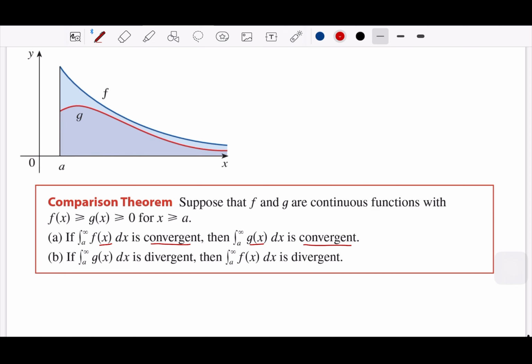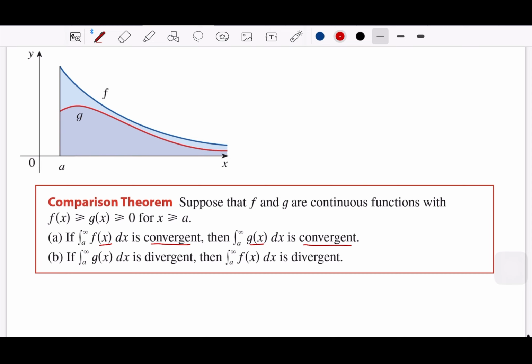That makes sense. For example, you look at this graph. If the g that's below f already diverges, then for sure the function that's higher than g will also diverge. But if your f converges, then your g also converges.